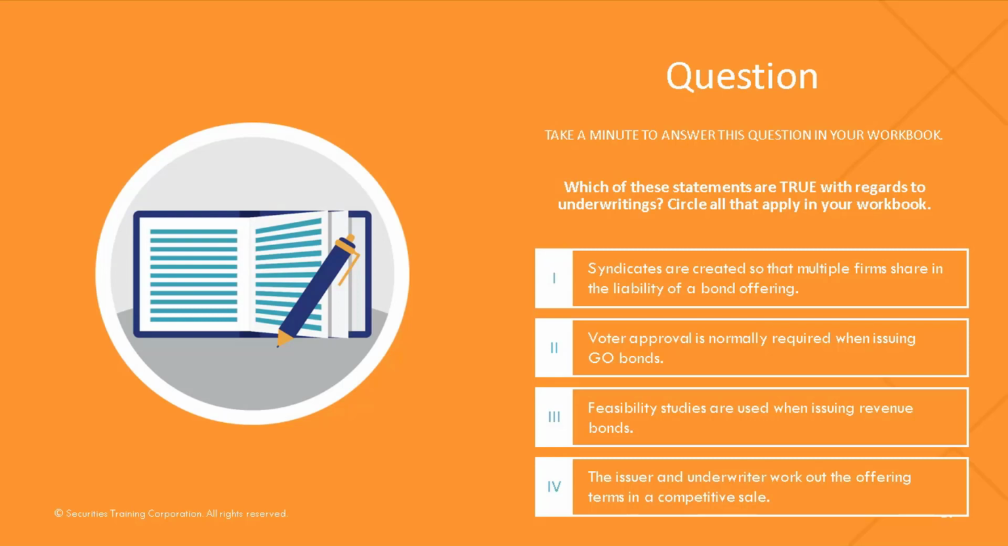Roman numeral 3, feasibility studies are used when issuing revenue bonds. Is that statement true? The answer is yes. The revenue bonds don't require voter approval, but they do generally have a feasibility study.